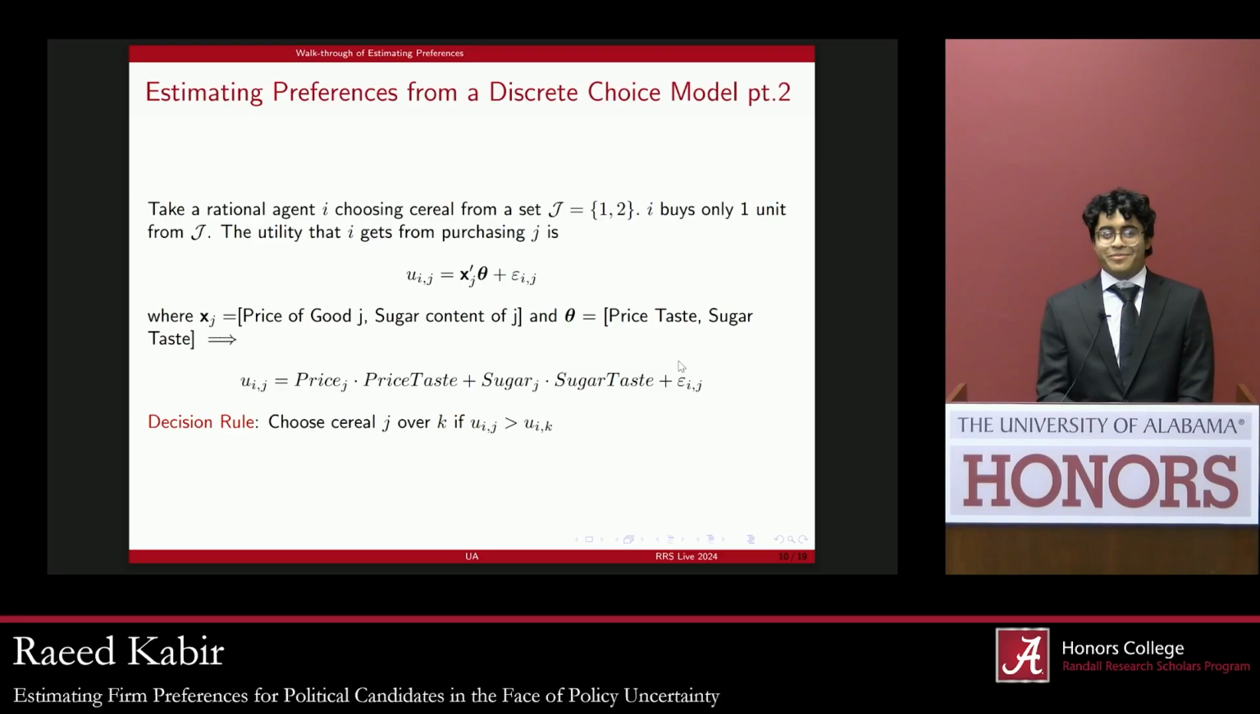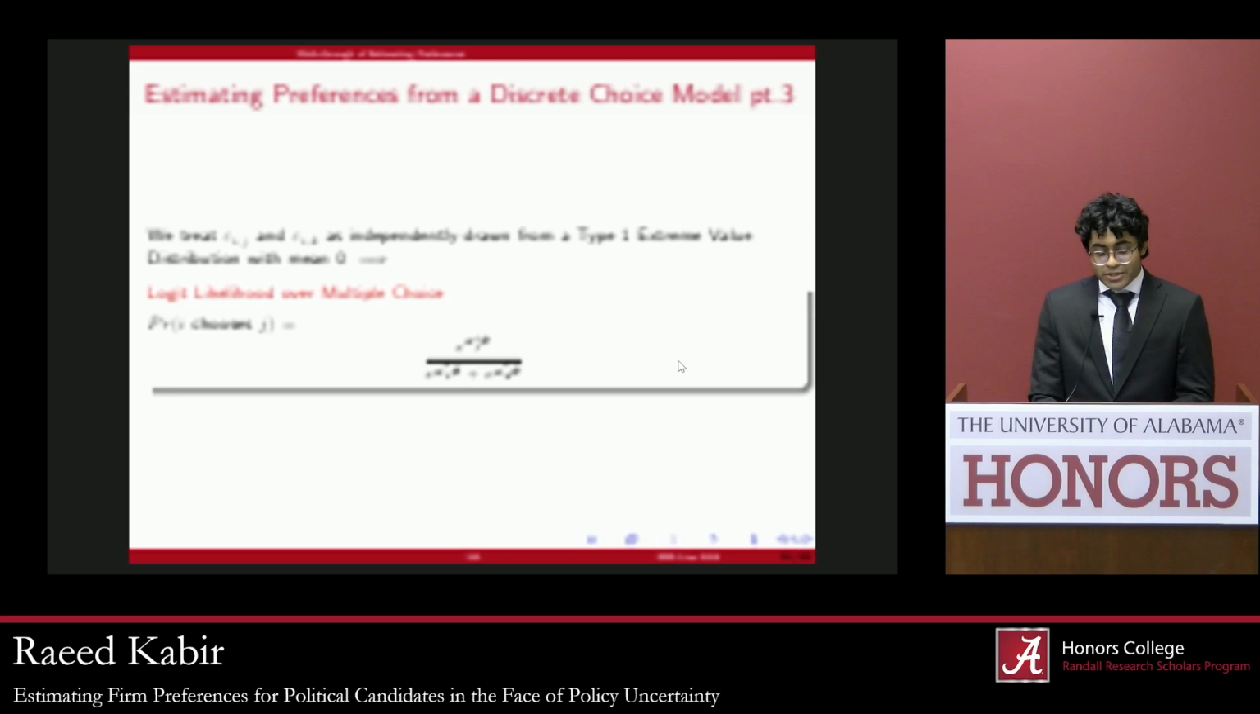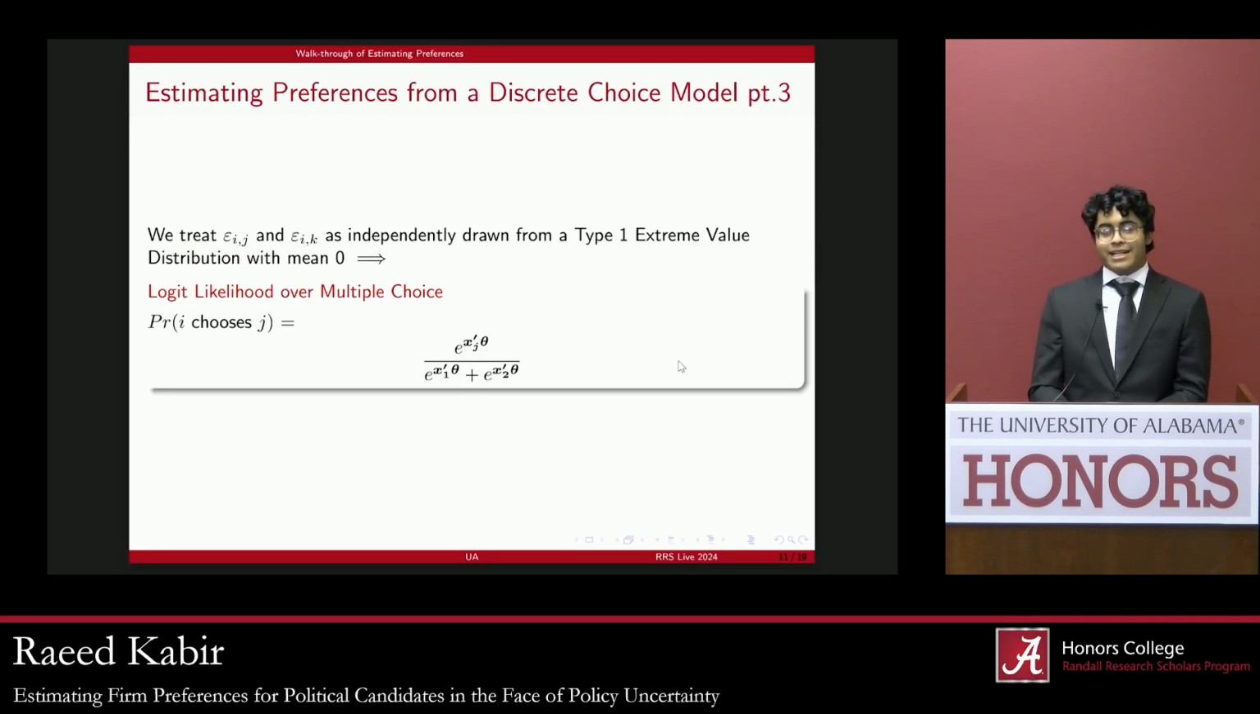And so what we do, we assume that these errors are drawn from a very specific and cleverly chosen distribution so that we can integrate out this error, and we're left with this likelihood function that tells me what's the probability that I choose good J as a function of the observable characteristics and that theta parameter that I want. There's nothing invisible in this expression anymore, right?